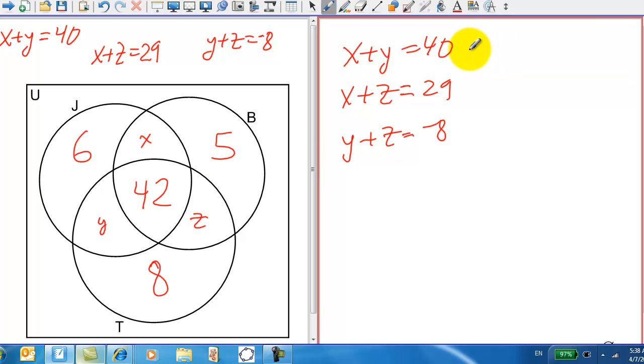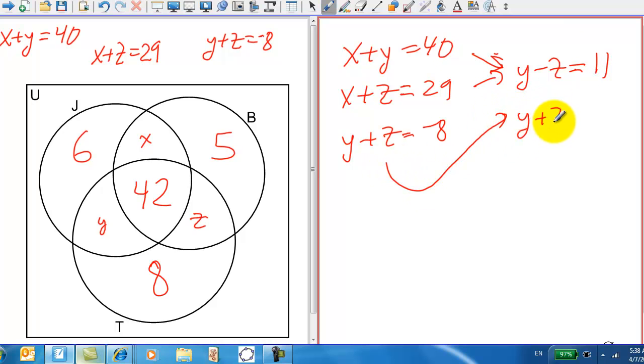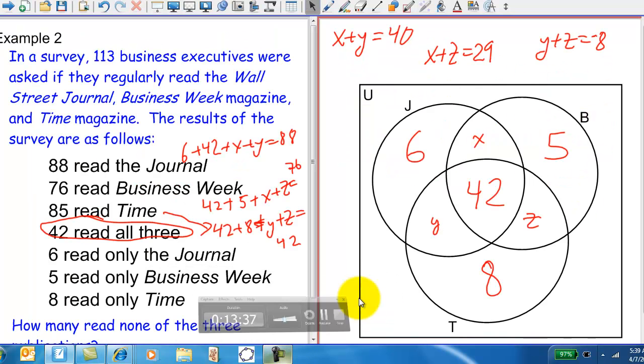What we can do is maybe just subtract these 2 equations to produce Y minus Z equals 40 minus 29 is 11. And then put these 2 together. Y plus Z equals negative 8 to get 2Y equals 3. And that doesn't work out. Let me check some of my arithmetic. Found the mistake. It's right here.